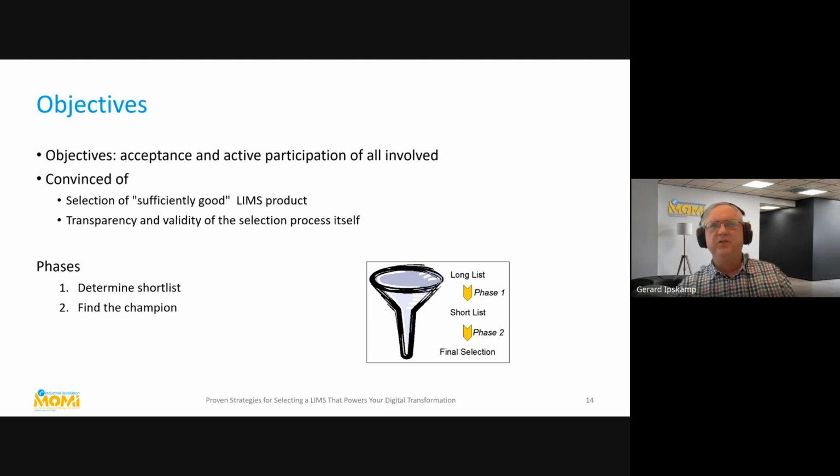And then in phase 2, finding the champion, you want to spend all the time with only a few, 2, 3, maybe 4 vendors to get good proposals that you can compare quite well. You give them all the opportunities to understand you and make the best proposal. You spend time with those vendors that you really want to evaluate. So that's the idea.